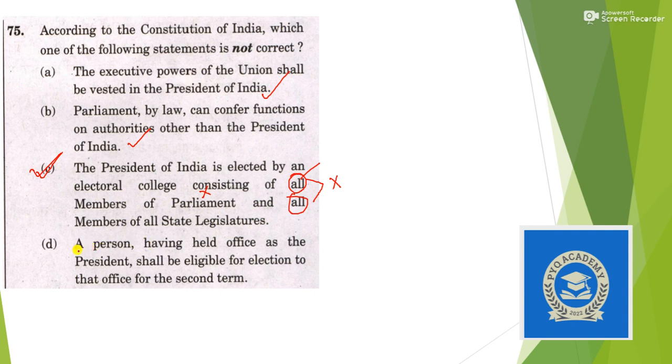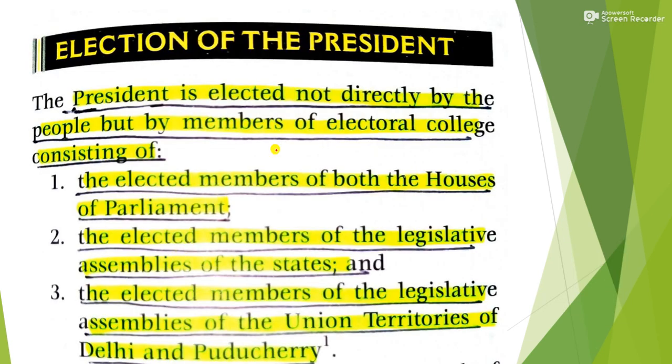Let's read the last statement. A person having held office as the president shall be eligible for election to that office for a second term. So yes, he can be eligible. So again remember the electoral college: all the elected members of both the houses, elected members of state legislature as well as elected members of the legislature of UT, Delhi and Puducherry.